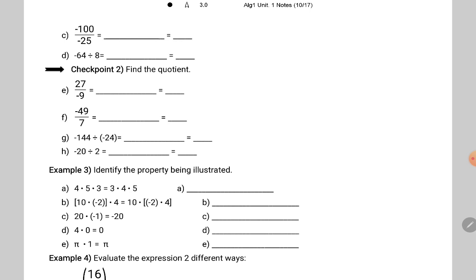So I have a negative divided by a negative. Okay, so those will cancel, become positive. So positive. How many times does 25 go into 100, or how many quarters in a dollar? There's 4.